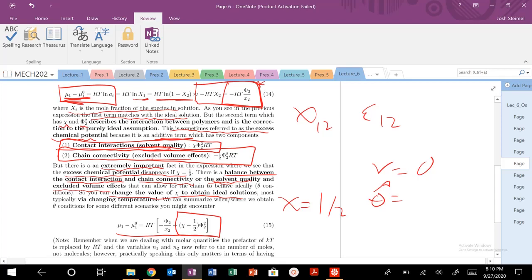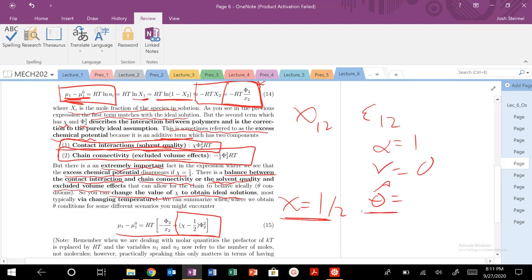We know what happens when, if alpha is equal to 1, our chain is exactly the same size as the chain in theta conditions. And with this balance between solvent quality and excluded volume effects, they both equally cancel each other out. We're in our theta conditions here. So when chi is equal to 1/2, we're in our theta conditions.